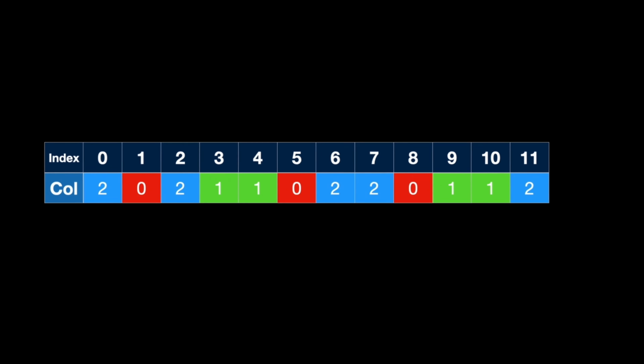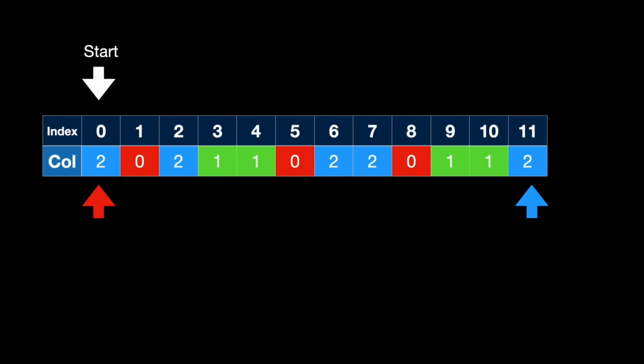To help us, you're going to have 3 arrows. The white arrow is at the index that you're currently looking at. The red arrow is where the 0s are going to be, and the blue arrow is where the 2s are going to be. So let's get to it.